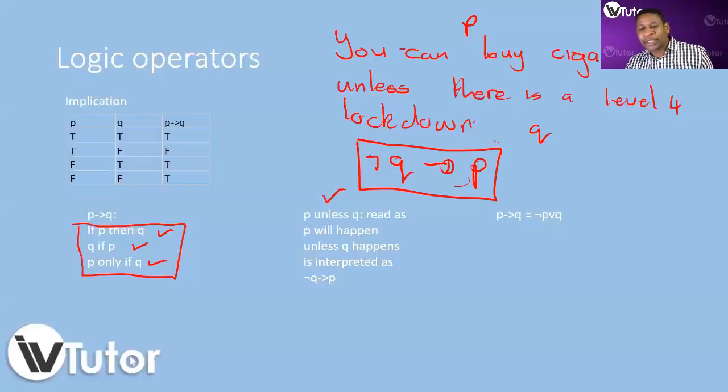You find also that we are going to have other equivalences which we are going to look at. P implies Q is equivalent to not P or Q.